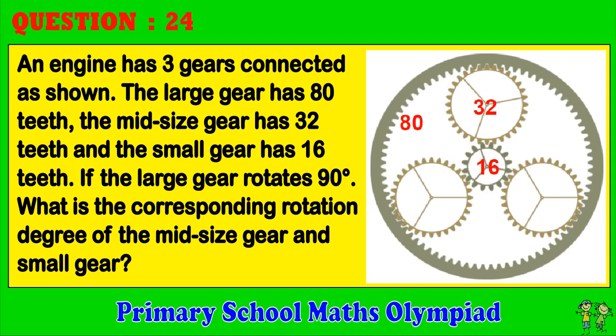Question 24. An engine has 3 gears connected as shown. The large gear has 80 teeth, the mid-size gear has 32 teeth, and the small gear has 16 teeth. If the large gear rotates 90 degrees, what is the corresponding rotation degree of the mid-size gear and small gear?